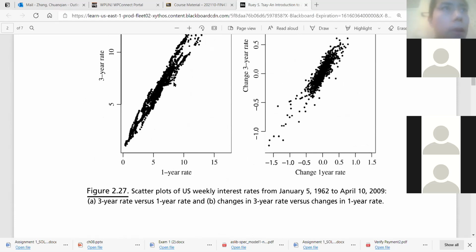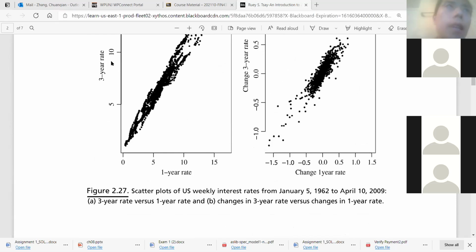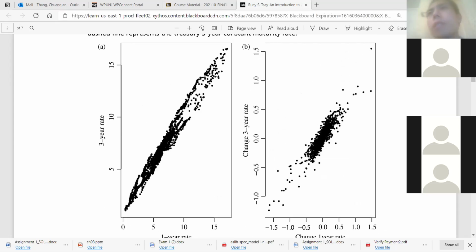Okay, before that, let's talk about this figure. This figure shows you the 1-year and the 3-year scatter plots. This is another plot. This plot is not from the model, but just from the raw data. It's a technique I use to look into their correlation.